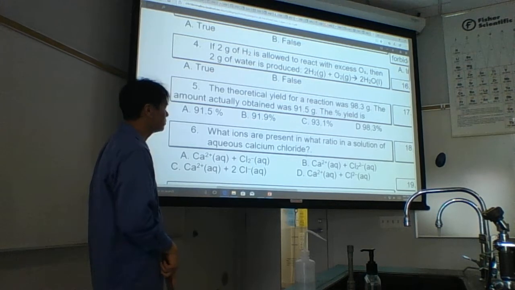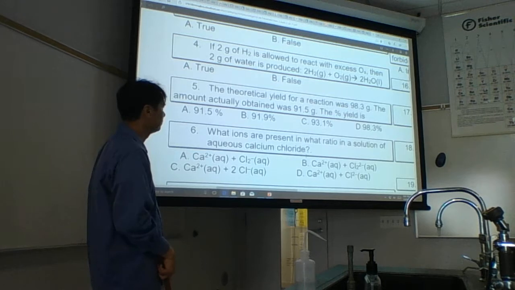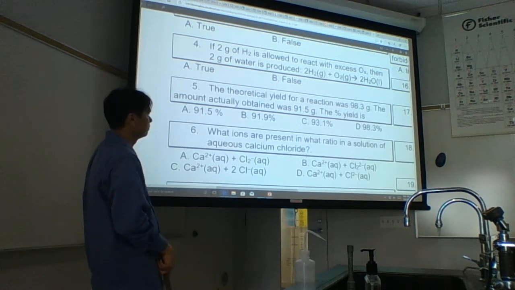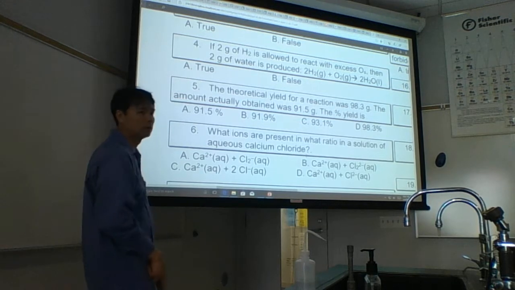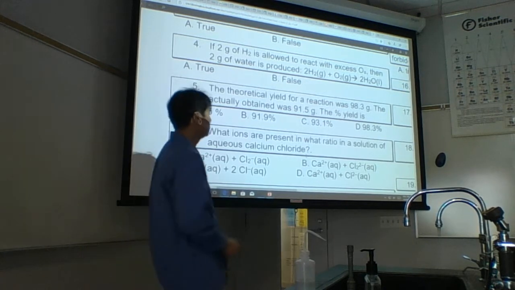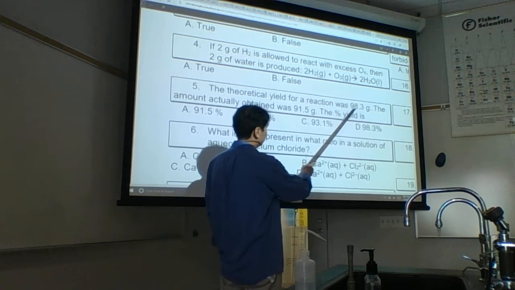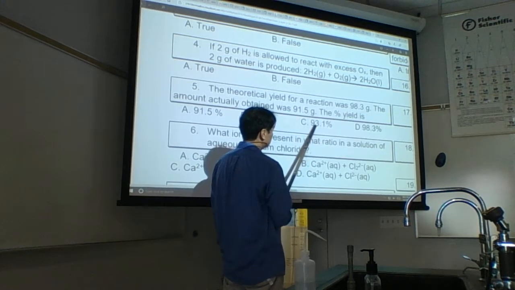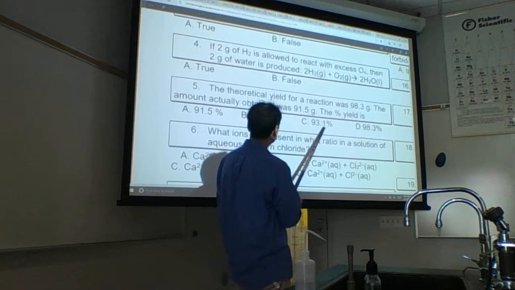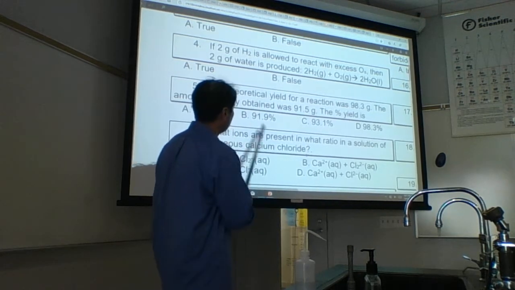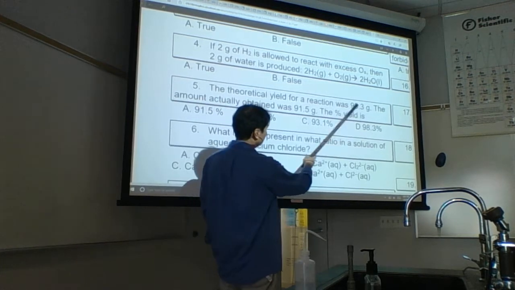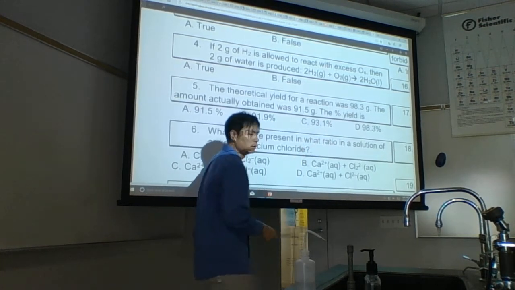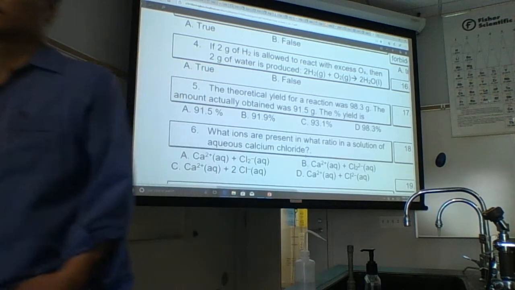So what did you get in this one? I got C. I divided 91.5 by 98.9. Yeah, that's correct. So you take your actual yield divided by the theoretical yield times 100%. That's 93.1%. Definitely not 91.9, not 91.5, and not 98.3. C is the correct answer.